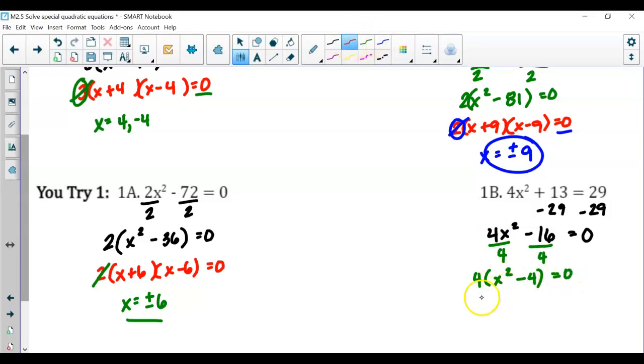Now, do we have a difference of two perfect squares? Yes, because the square root of 4 is 2. So x plus 2 times x minus 2. Then when you solve, 4 is canceling out, and you're left with x is equal to positive and negative 2. So this is solving when b is equal to 0, we don't have an x term, by factoring.